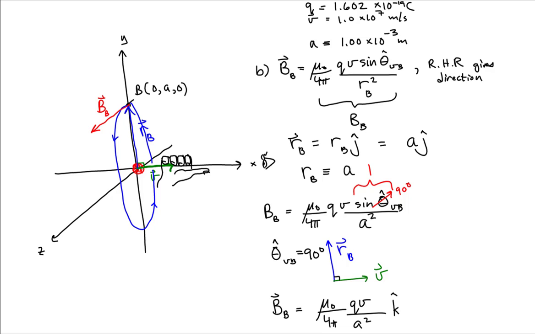But we didn't have to use the right-hand rule. We could also find the direction of the magnetic field, or find the magnetic field with the direction built into it, by just going back to the cross product. So let's redo this problem by just using the cross product.